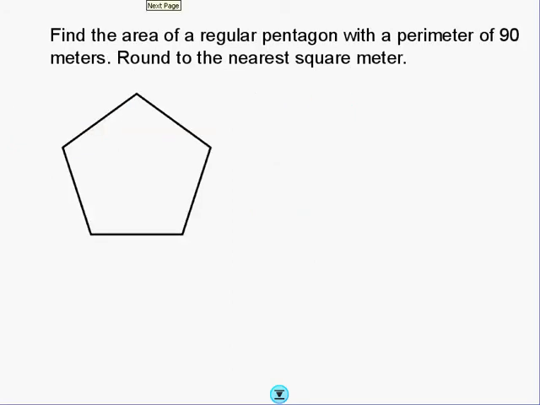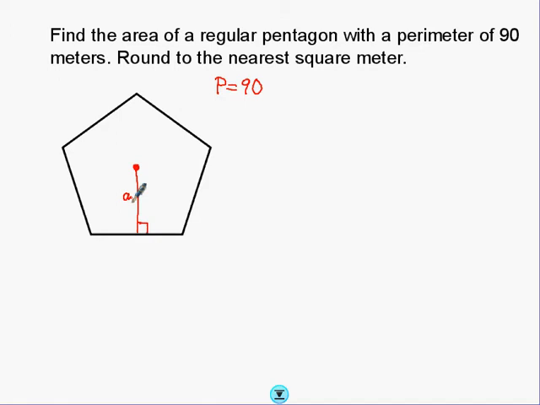Okay, let's try a pentagon. It says with a perimeter of 90, and we have to find the area. Okay, the first step is to draw the polygon. Done. The second step is to draw the apothem. So I'm going to put a point in the center, and I'm going to draw straight down at a 90-degree angle from the side. I'm going to call this A for apothem height.